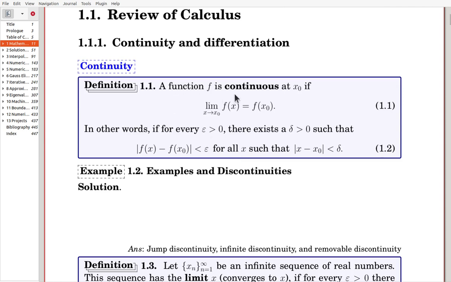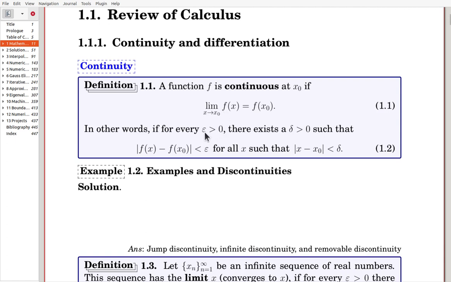A function f is continuous at a point x0 if this equation is satisfied. First of all, the limit should exist as x approaches x0, and the function must be defined at the point x0, and the point value must be the same as the limit.